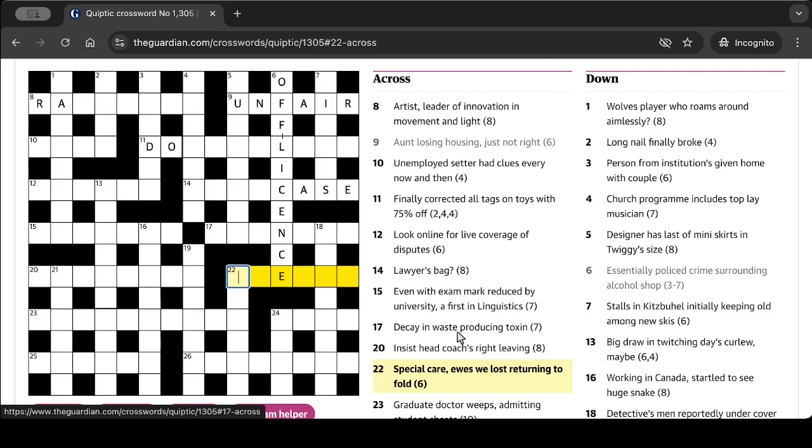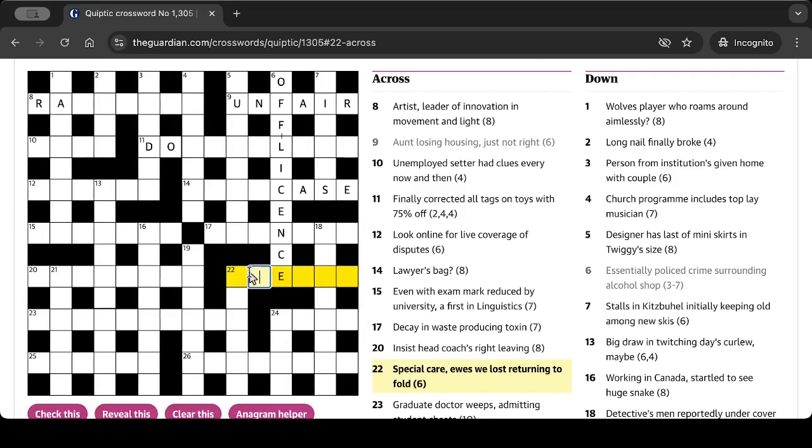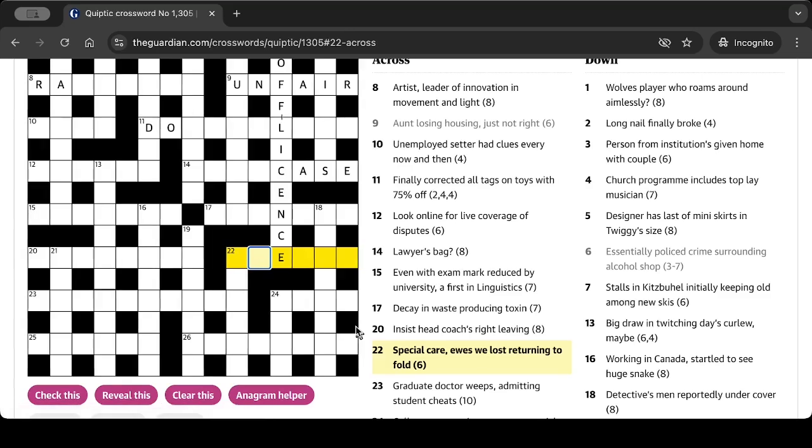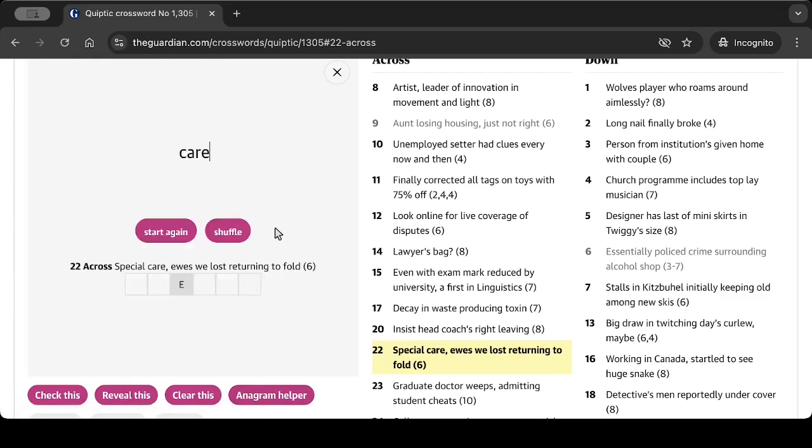Special care, use, we lost, returning to fold. Okay, we have an E in the answer. Care and use, those words both feel a bit forced. If we were to remove the we from use, so the we would be lost, we'd have 6 letters left, which would be care and ES, which we could potentially use as the letters for an anagram, with special being the anagram indicator. So if it was care and then the we removed from use, returning to fold, what could that be?